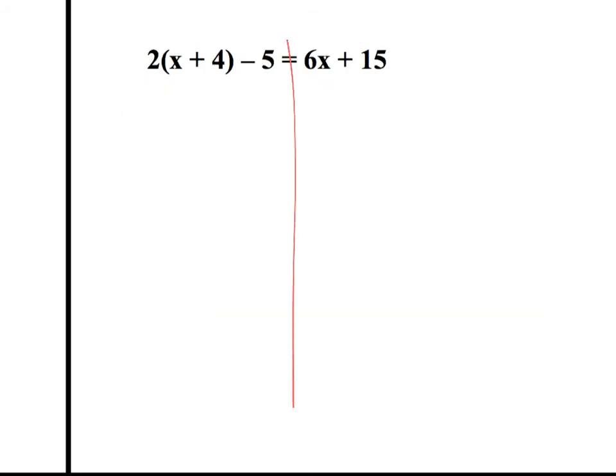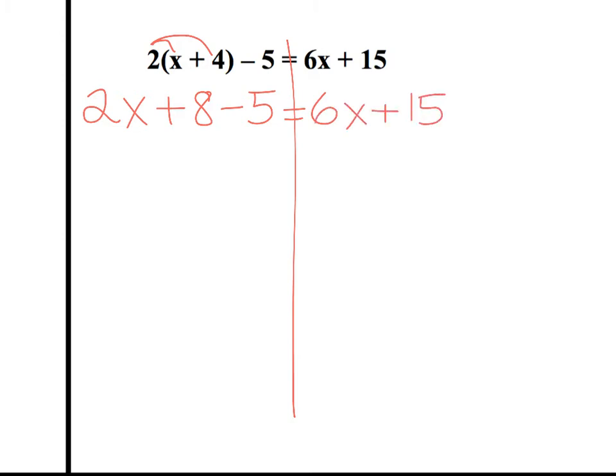Let's check the next one. Line down the middle. Do you see distribution? Yes. Okay, do that first. Don't do anything else. Just distribute. So 2 times x, 2x. And 2 times positive 4 is positive 8. Are we distributing to negative 5? Definitely not. It's not in the parentheses, so just bring it down. And then I would just go ahead and bring down the right-hand side as well. I'm going to do my combining like terms step separately so I don't make any silly mistakes.